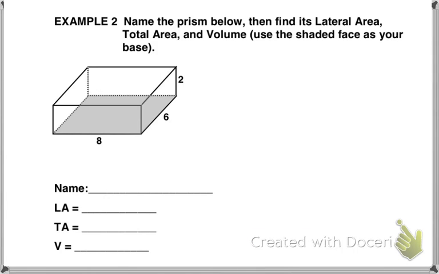Now let's apply these formulas that we've just discussed for finding the lateral area of a prism, the total area of a prism, and the volume of a prism. In example 2, we have a rectangular prism. It has the dimensions, a length of 8, a width of 6, and a height of 2. We'll name that a rectangular prism.